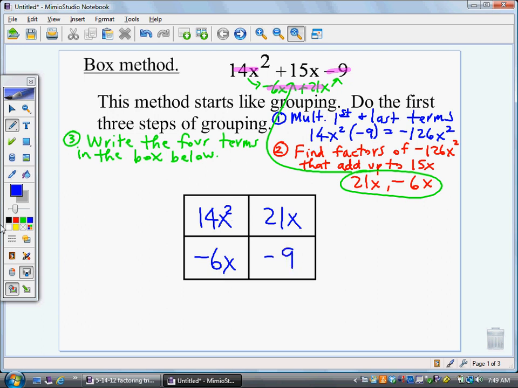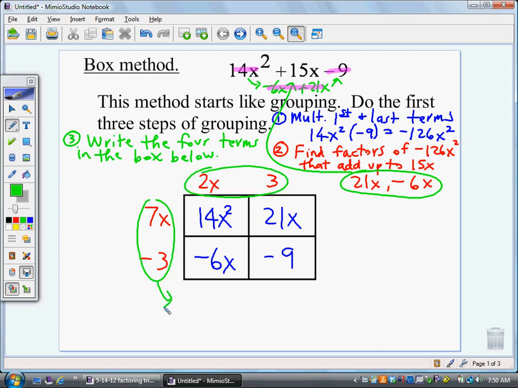Now, with 21x and the negative 6x, you could put those terms in either of those boxes. The order with which you put them in there is kind of irrelevant. And now what you do is you take that box and you have 2 rows and 2 columns. Now you need to find the greatest common factor of every row and the greatest common factor of every column. So the top row, the greatest common factor is 7x. Right? And then the bottom row, the greatest common factor is negative 3. The left column, the greatest common factor is 2x. And then the right column, the greatest common factor is 3. And then these are your 2 binomials.